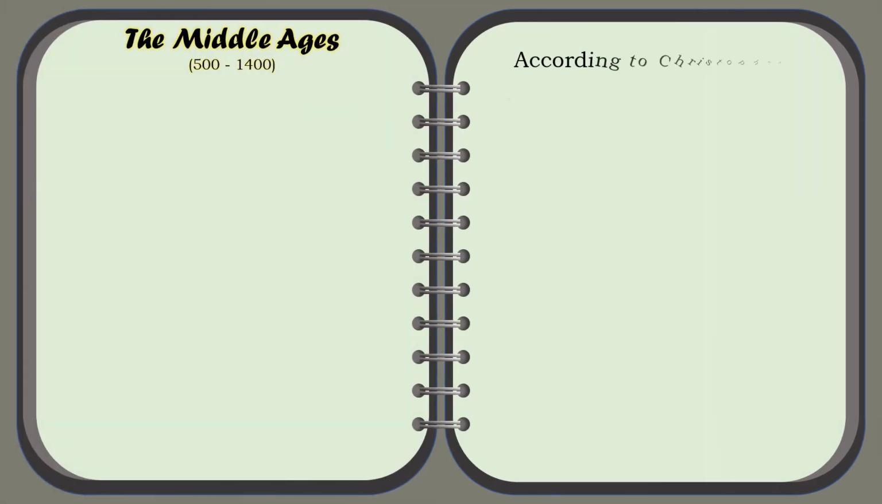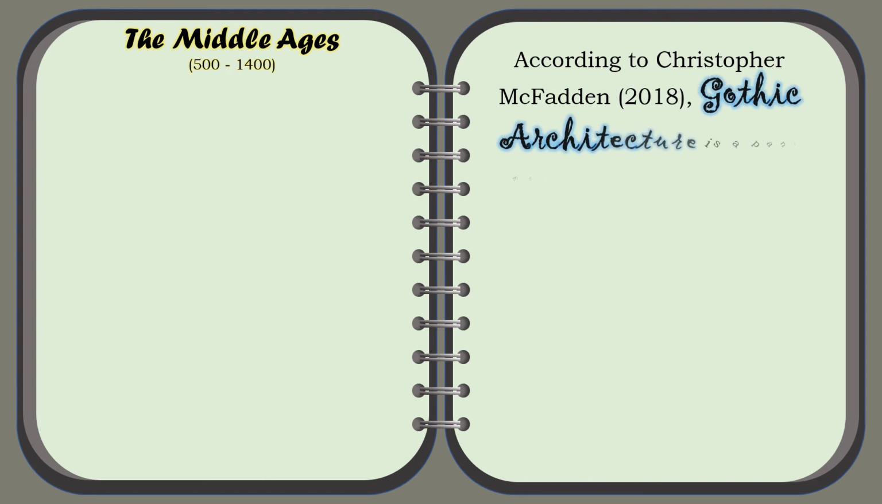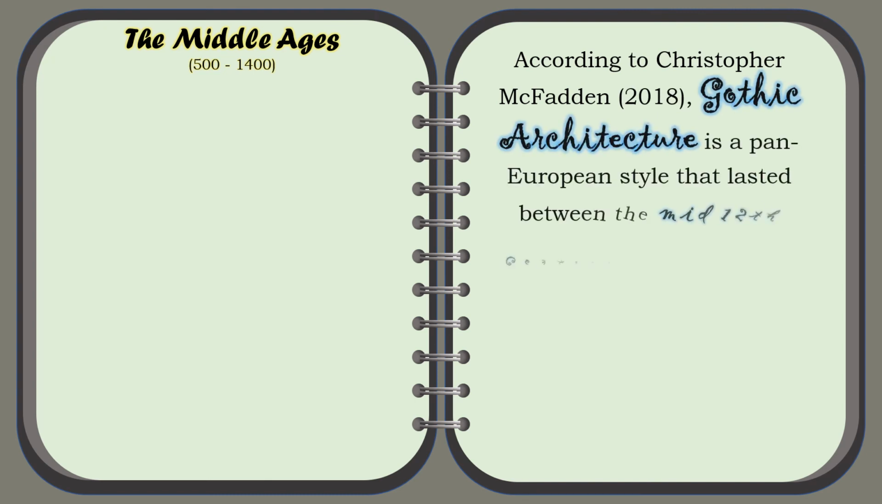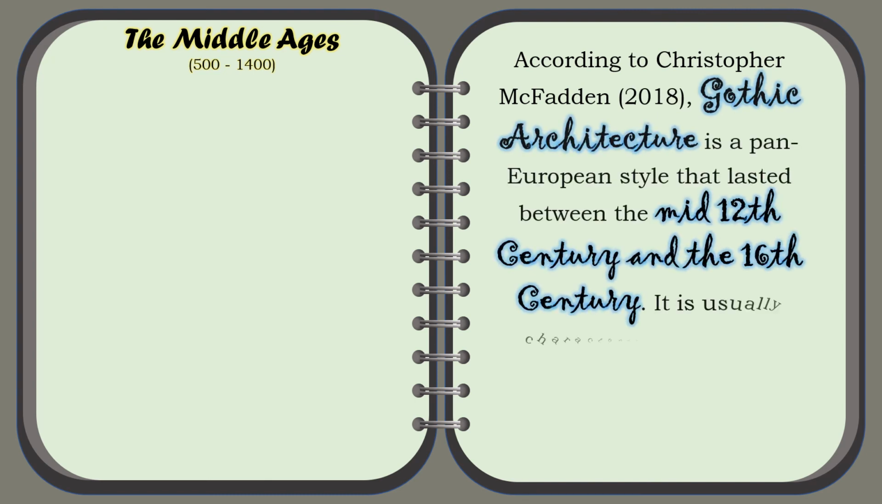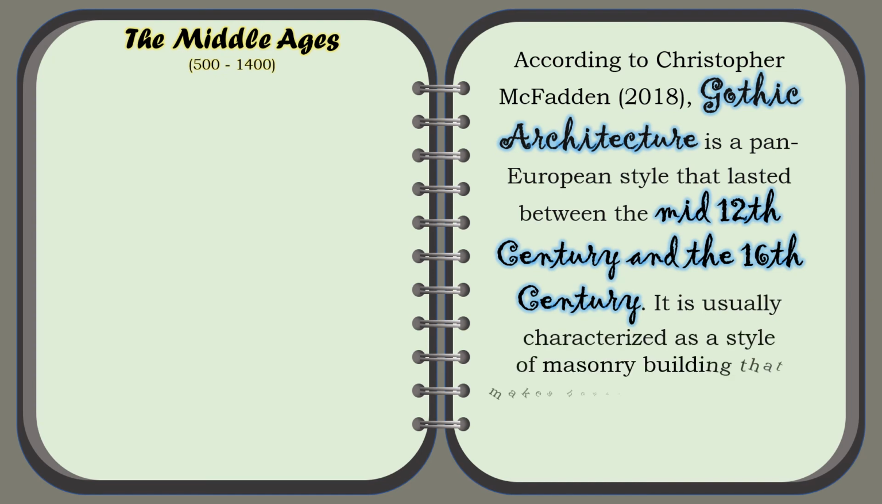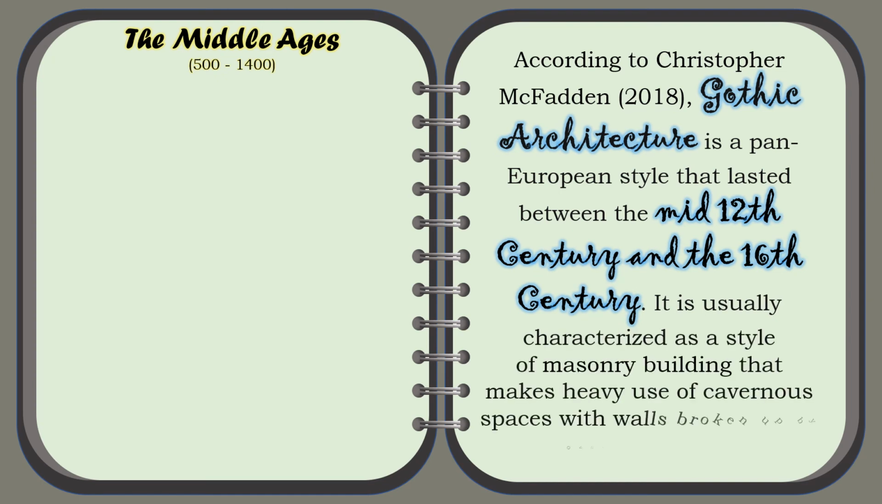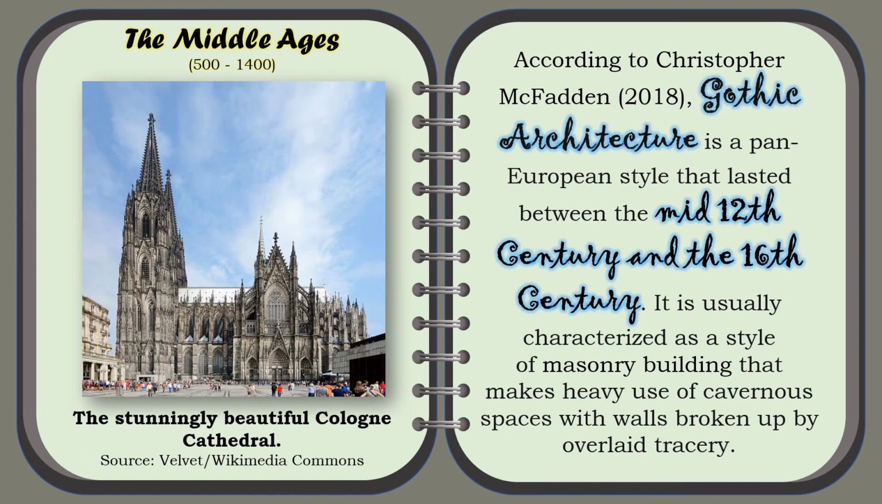According to Christopher McFadden, Gothic architecture is a pan-European style that lasted between the mid-12th century and the 16th century. It is usually characterized as a style of masonry building that makes heavy use of cavernous spaces, with walls broken up by overlaid tracery. For example, the stunningly beautiful Cologne Cathedral.